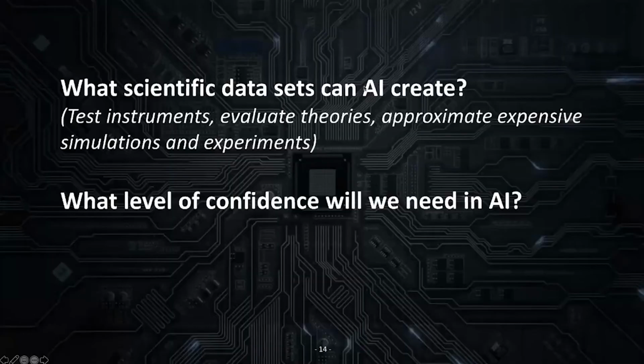So, high-level questions: what scientific data sets can AI accelerate? Are there places where we can test instruments using AI-generated data, evaluate new theories using AI-generated data, or approximate expensive simulations and expensive experiments, as we've seen? But an important question, and I want to really emphasize this, is that there are a lot of fundamental statistical mathematical questions underlying things like these generative adversarial neural nets. So what level of confidence will we need in science in order to be confident that we can use these for things other than making really cute videos of people dancing and things like that?